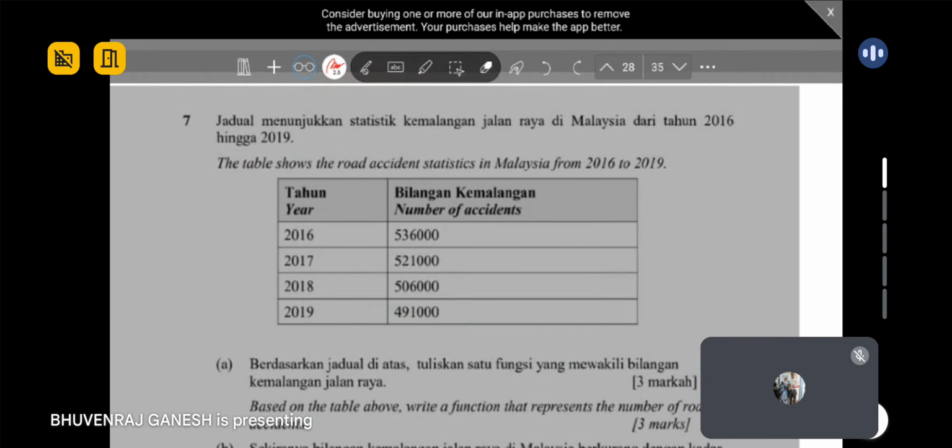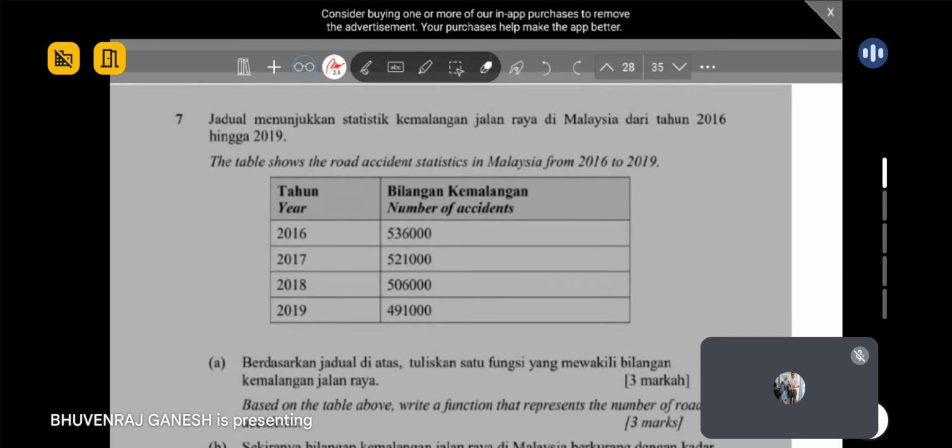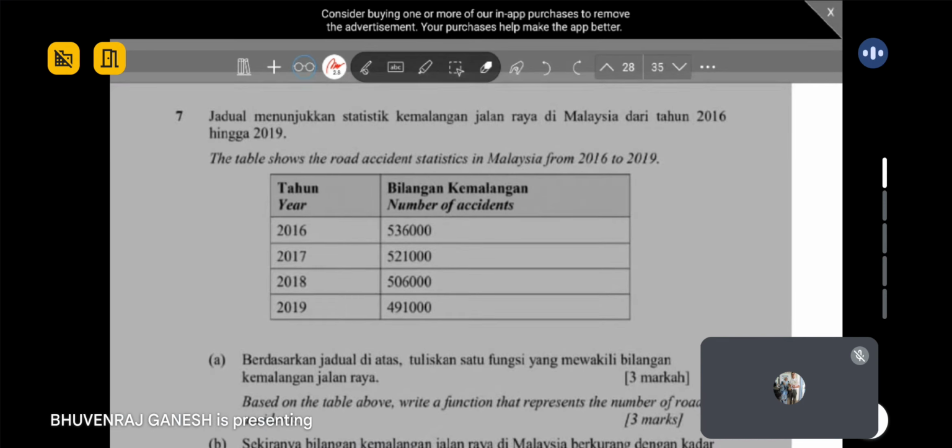Okay, so now another type of question. They will ask you to form the function. You must form the function yourself. They won't give you the function. So guys, may I know this question? They ask you to write a function that represents the number of road accidents. So anyone, can you try and see what the function is over here? Think and see.